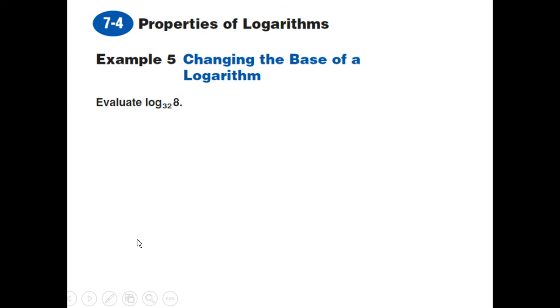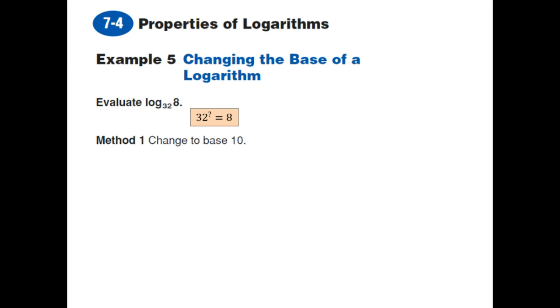Okay, example 5 is what I was talking about when we have a log, like the log base 32 of 8, and you want to say to yourself, what would I raise 32 to get to 8? And there isn't anything. Well, what we can do is we have another property called the change of base. We're going to rewrite this as something that has a base of 10.